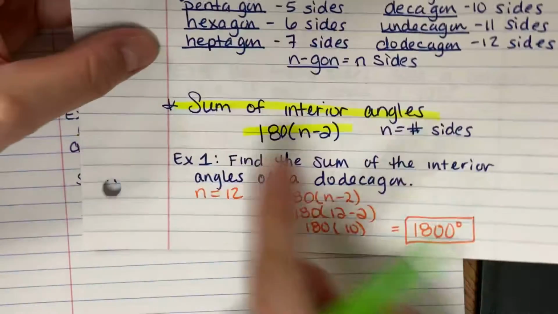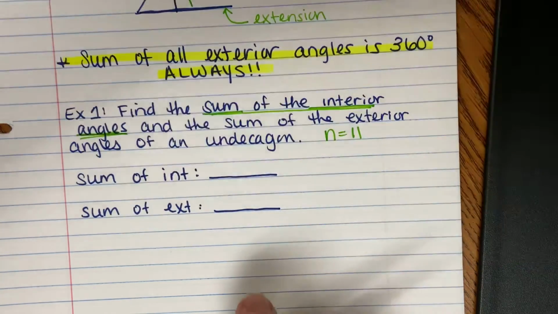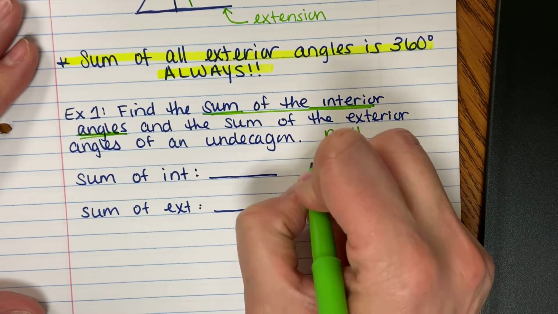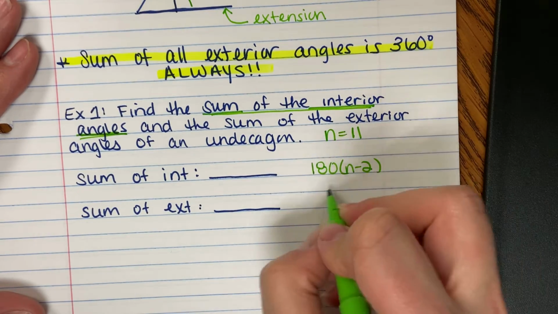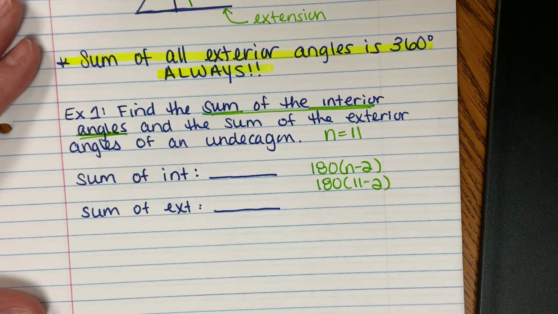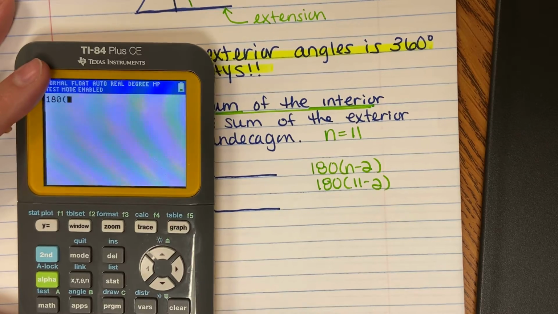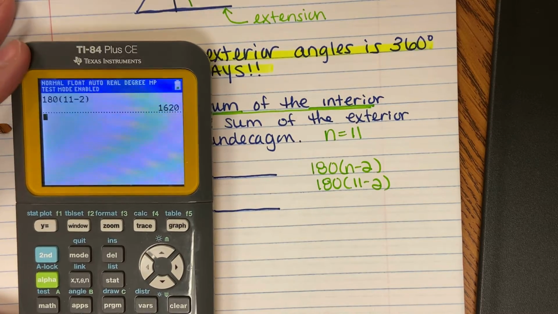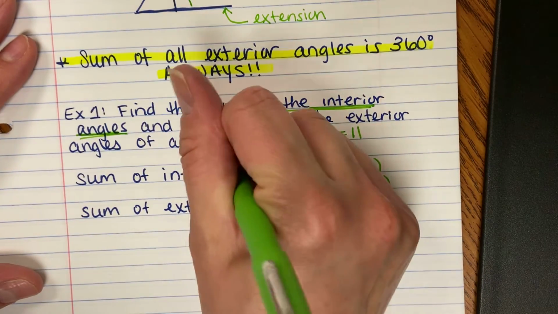Sum of interior angles was 180 parentheses n minus 2. So I'm gonna do 180(n minus 2). So that's 180(11 minus 2). So let's put that in our calculator and find out how many degrees that is. 1,620 degrees. That is your answer there.